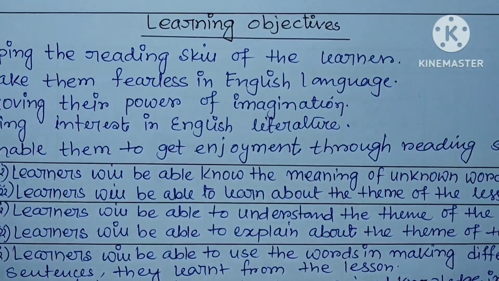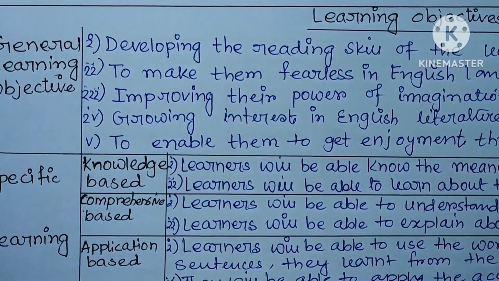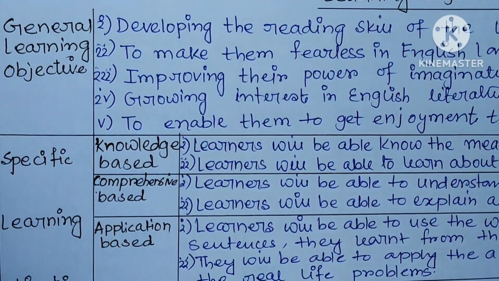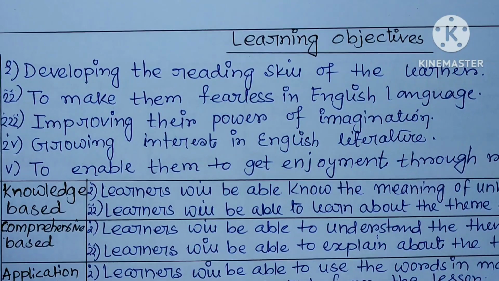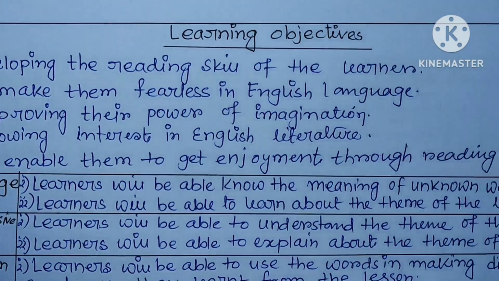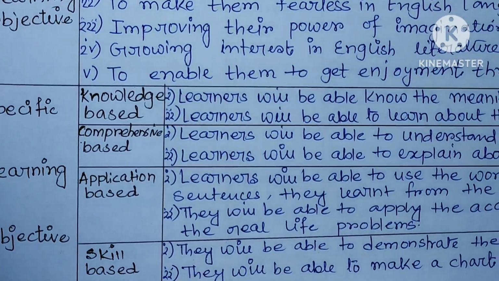Then learning objectives. There are 2 types of learning objectives as we already know: general learning objectives and specific learning objectives. What are the general learning objectives? Developing the reading skill of the learner to make them fearless in the English language, improving their power of imagination, growing interest in English literature, and the last one is to enable them to get enjoyment through reading skill.